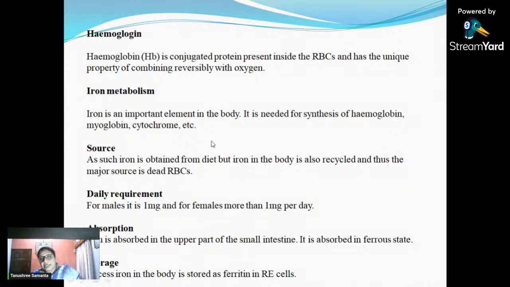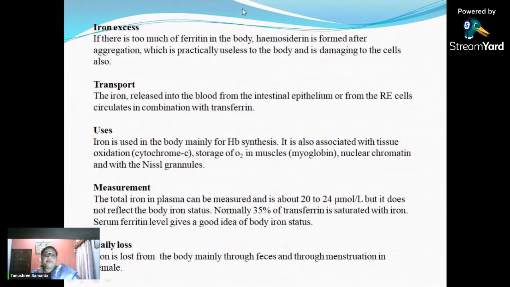The source of this iron is diet, but it is also obtained from recycling within the body, that is from the dead RBCs. The daily requirement for males for this iron is about 1 mg, whereas for females it is more than 1 mg, because there is a loss of iron during menstruation. This iron is absorbed mainly from the upper part of the small intestine, and that is done in the ferrous state. And iron is stored in the RE cells as ferritin. Excess of it causes hemosiderin. It is transported by another protein.